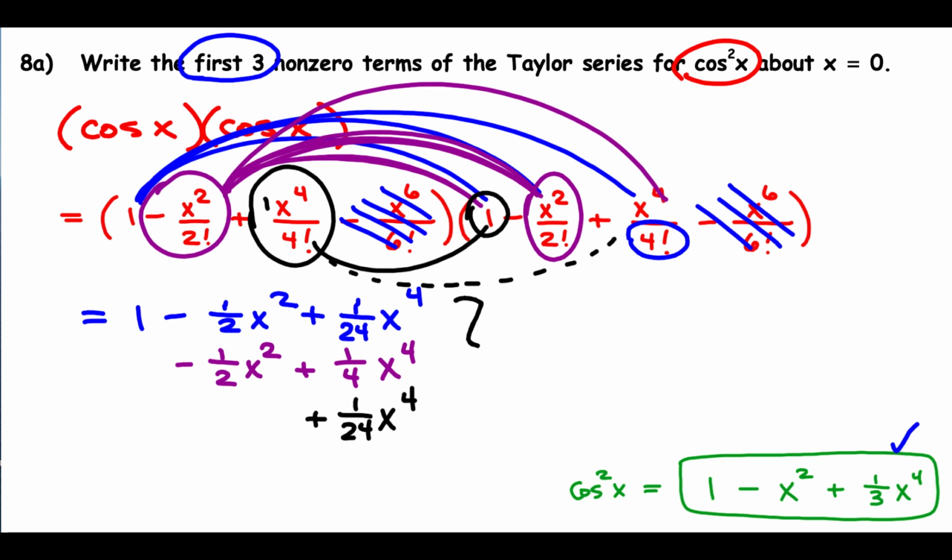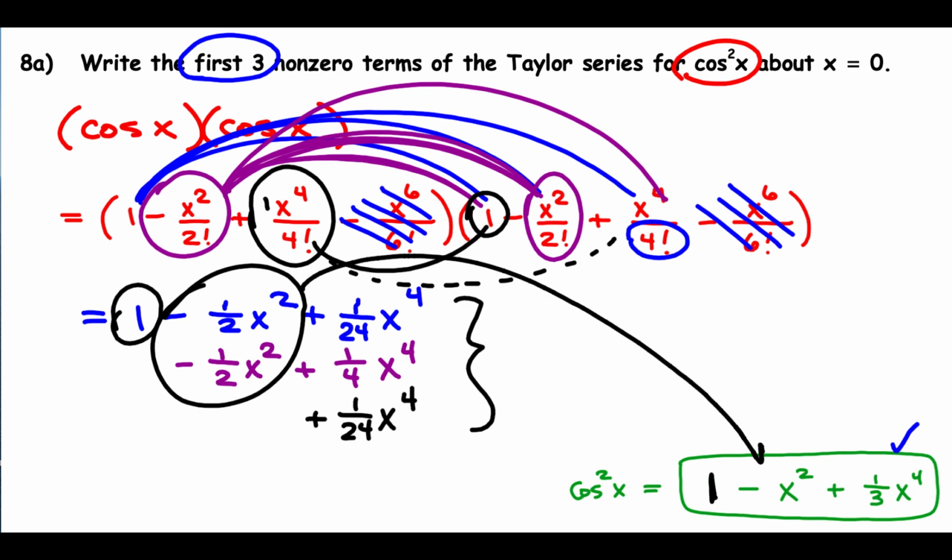And you can see when we combine the like terms, the 1 is by itself, which is okay because that matches the answer. Minus 1 full x squared, which makes sense. And this must add up to 1/3 x to the 4th. Let's see if it does.